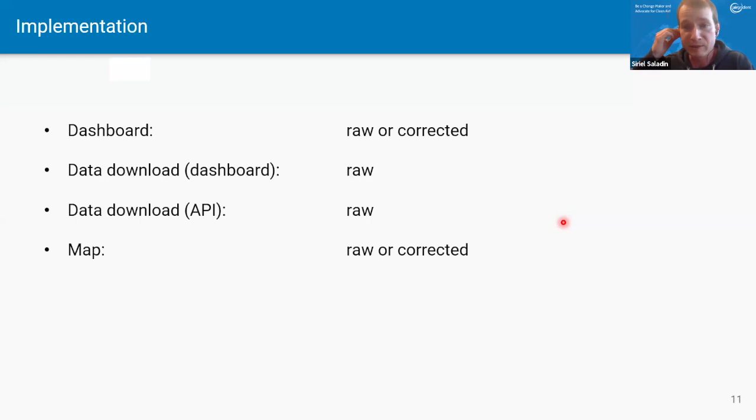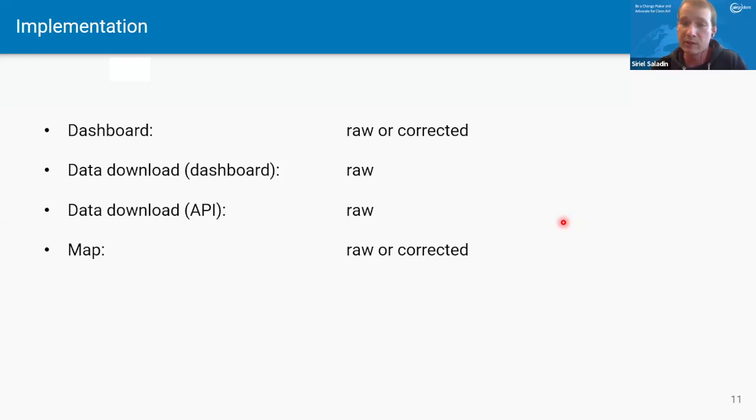When implementing an algorithm, it can be risky because it may introduce confusion. So on our website, we have a page where we clarify which data is raw and which is corrected. As a summary, the dashboard data, so the plots and the tables, are either raw or corrected, depending on the setting. The users can select what they want in the advanced settings.